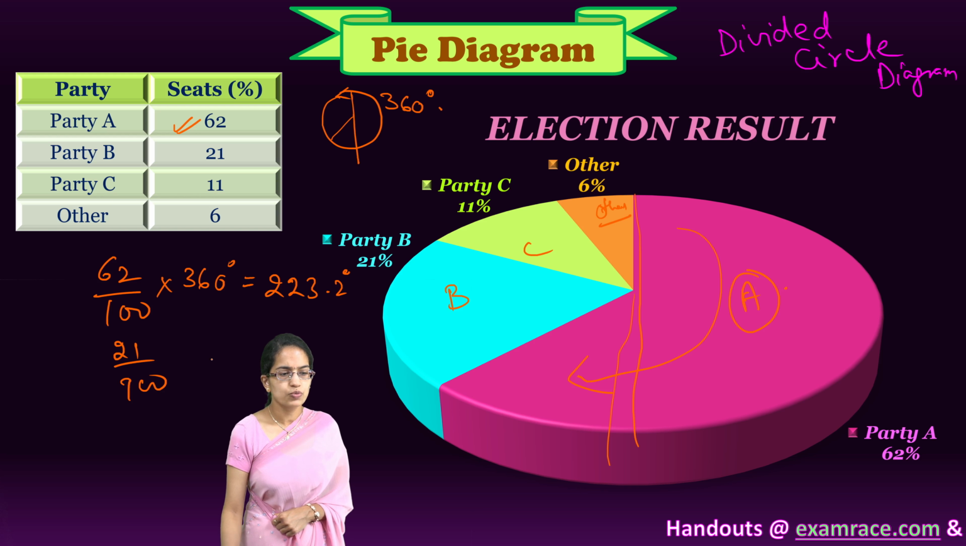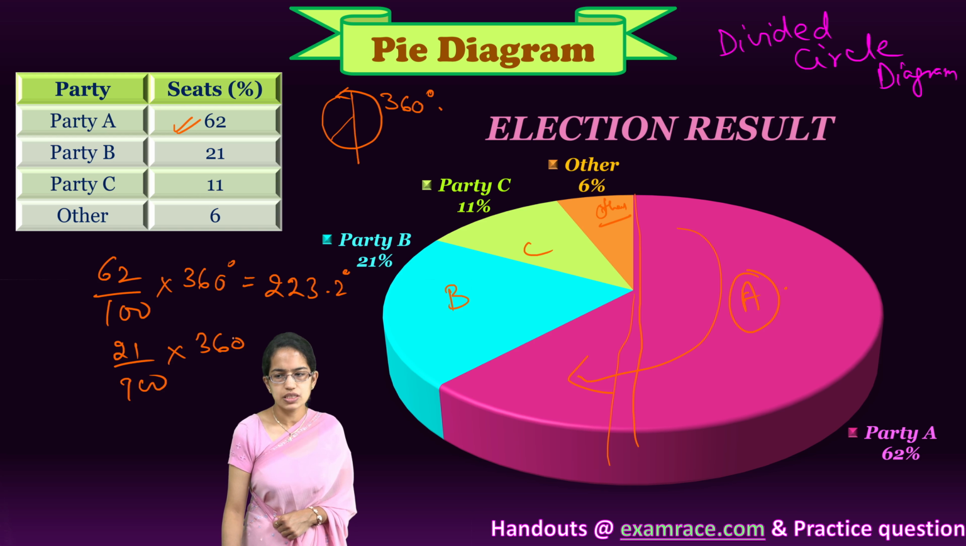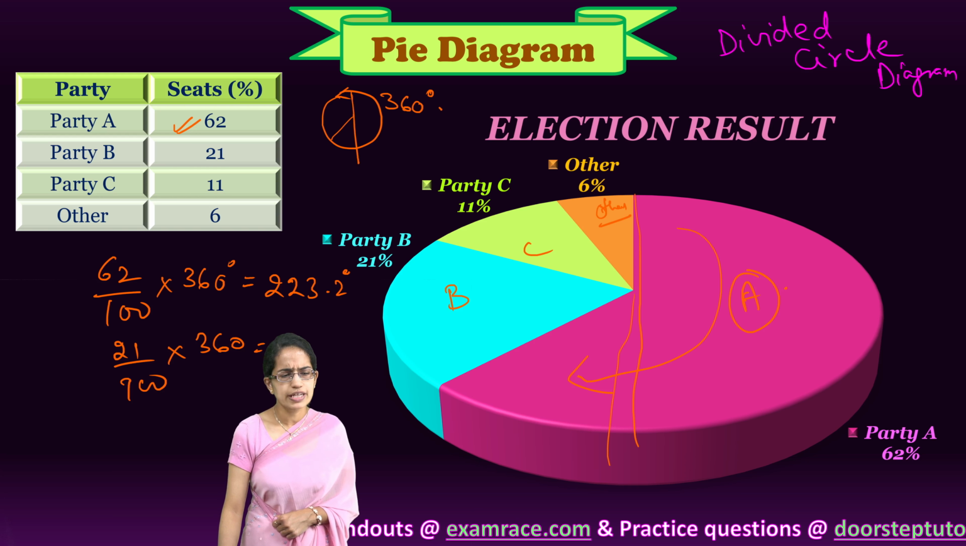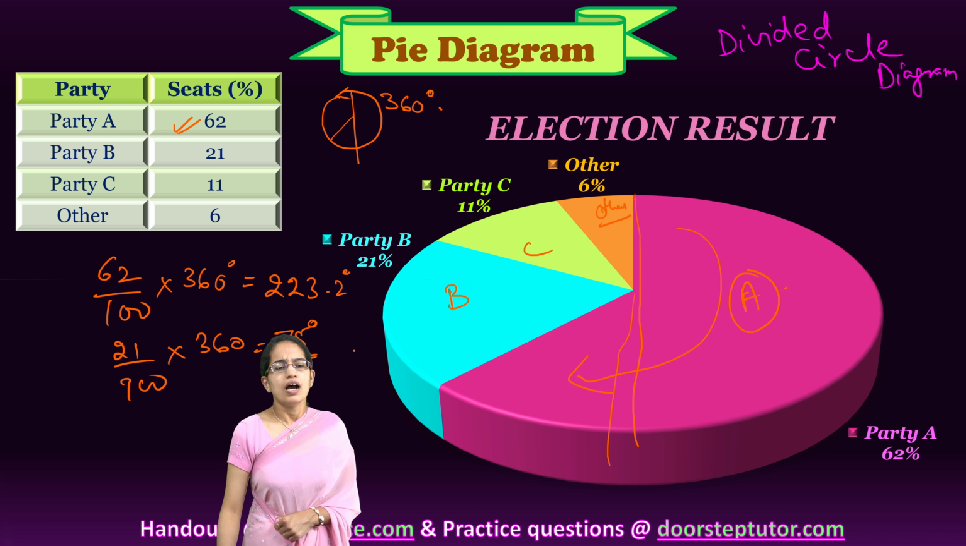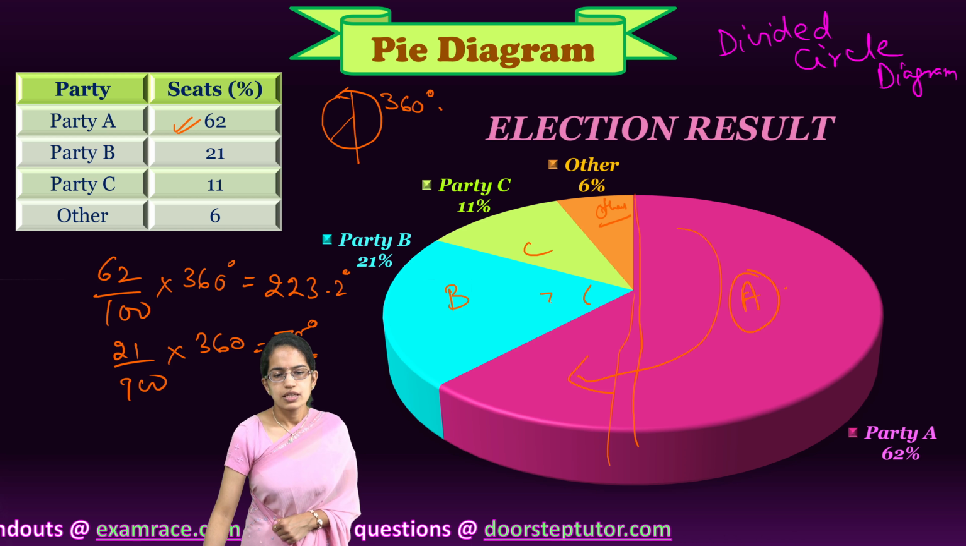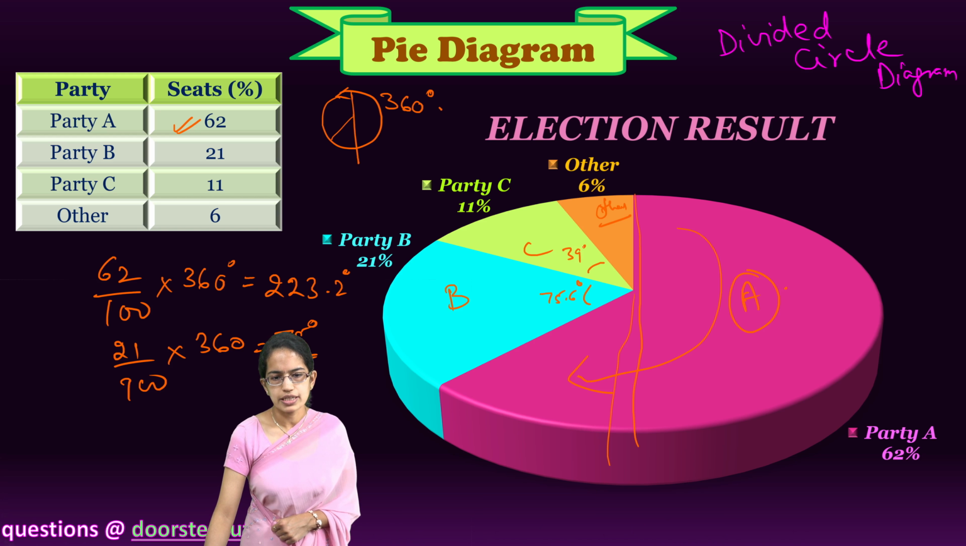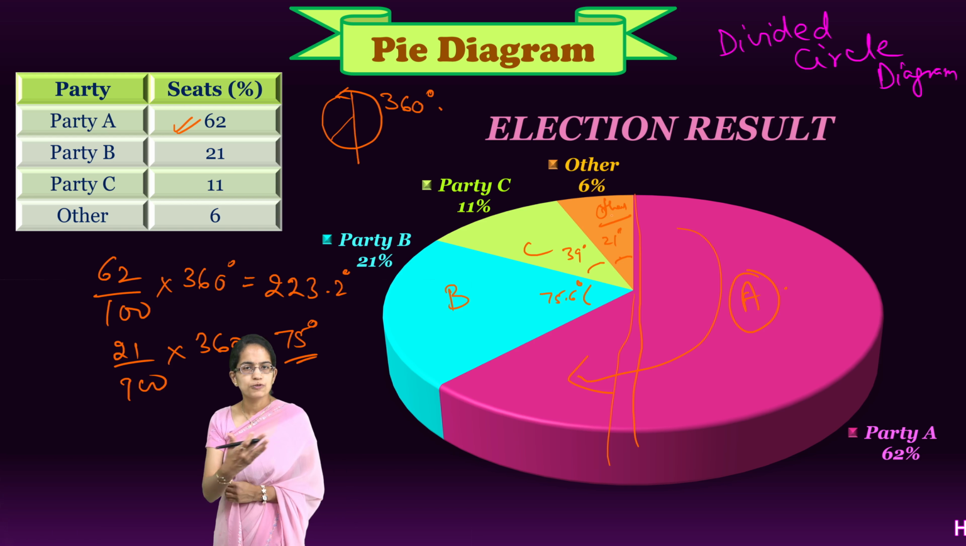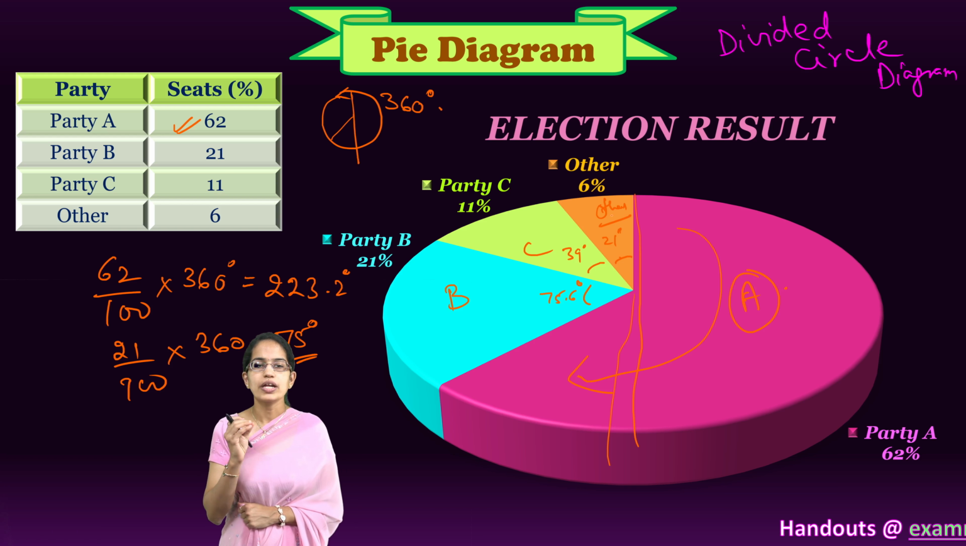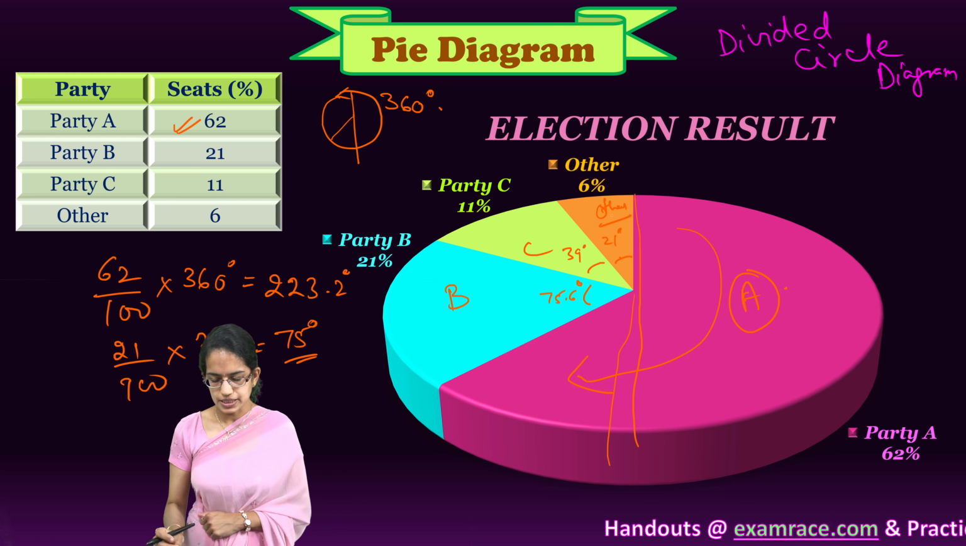So 21 divided by 100 into 360 equates to around 75.6 degrees and so on. This region would be around 39 degrees and this region would be around 21 degrees. So exact values you would have to calculate, and therefore a pie diagram would be represented.